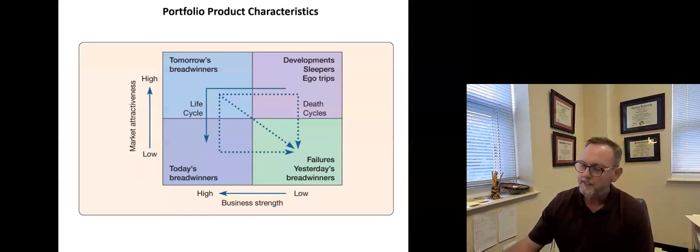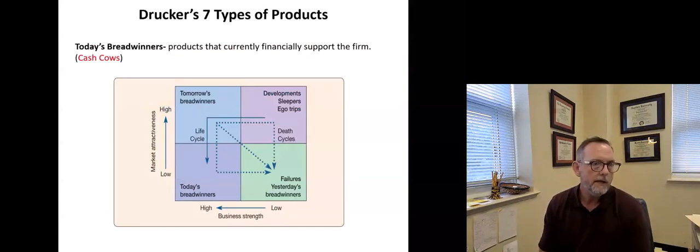And so he defined some of these different product categories in the following ways. So he had a term called today's breadwinner. So this is a product then we might think of as a cash cow, products that currently financially support the firm. They support the infrastructure. They also, very importantly, contribute heavily to the fixed costs that a company will have. A lot of times, early products in the early product development stage and introduction stage are simply paying off their own existence.